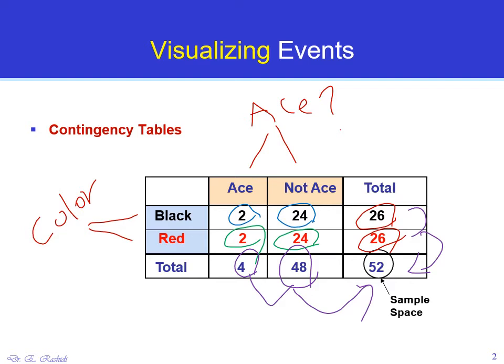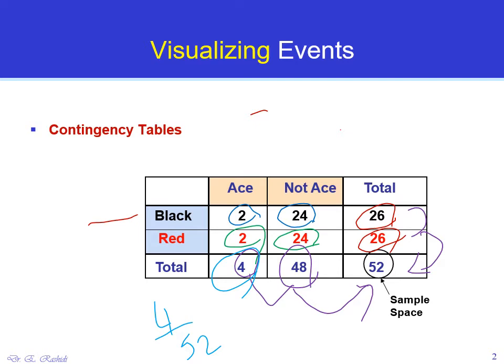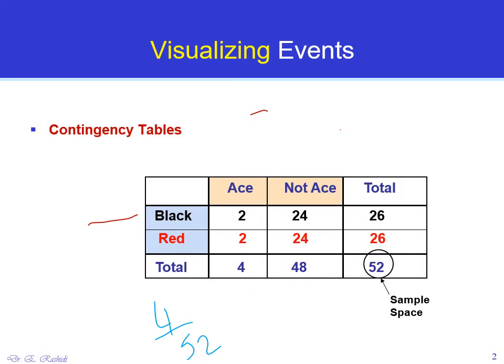So for example, if I ask you, we draw a card from a deck of cards, what is the probability of getting an ace? So we say, okay, we have a total of 4 aces. Then the probability would be 4 divided by 52. Or if I ask you, we draw a card from a deck of cards, what is the probability that you get a red ace card? So we have a total of 2 red ace cards, so the probability of drawing a red ace card would be 2 out of 52.